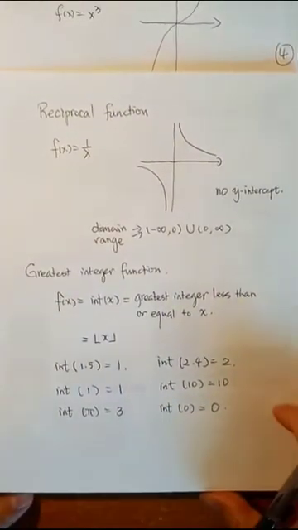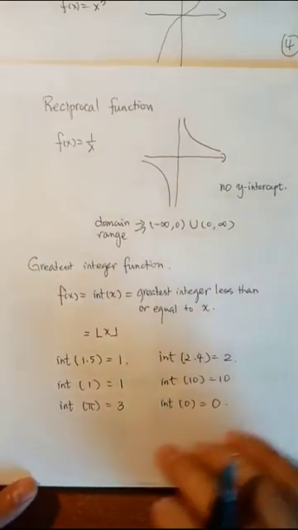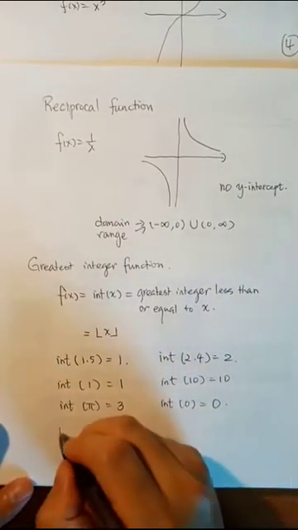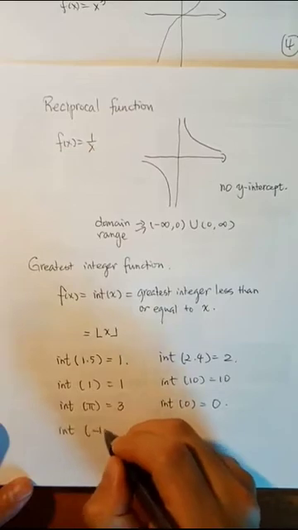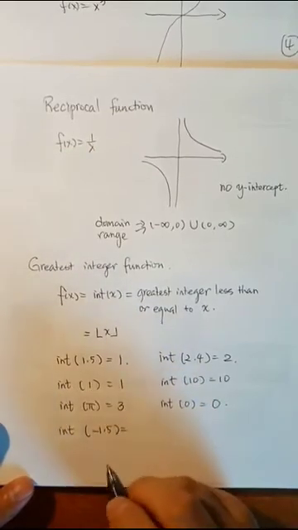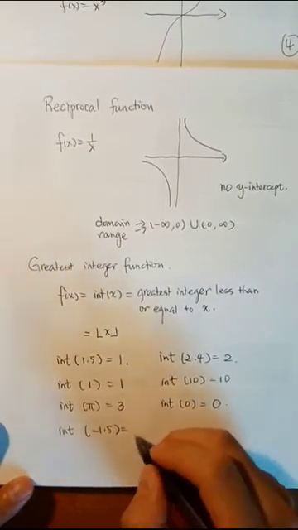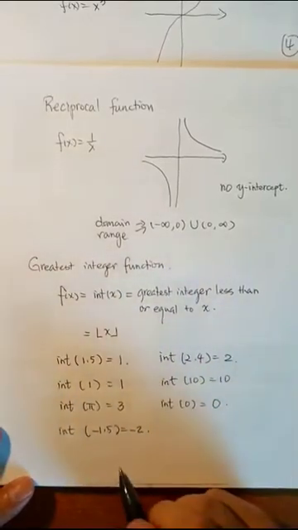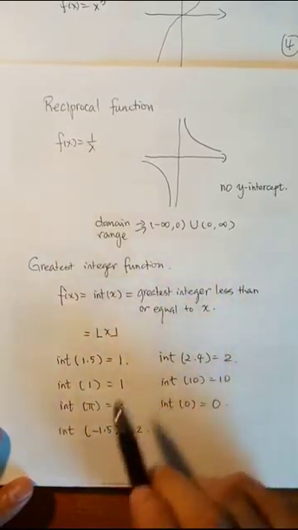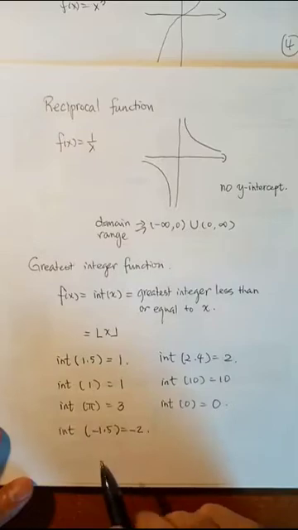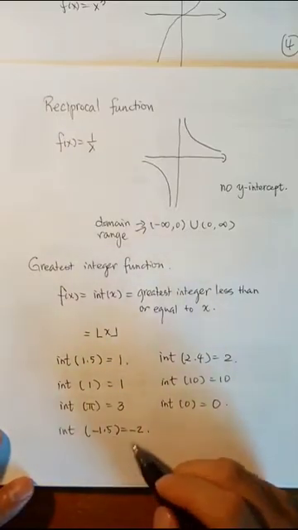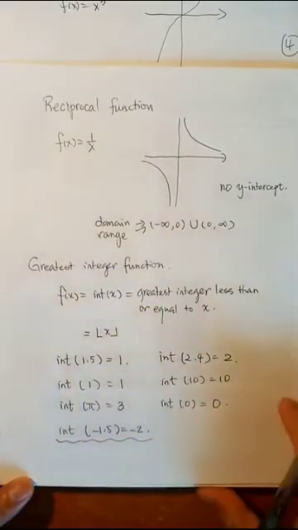The interesting and tricky part of the greatest integer is this one. If you have negative 1.5, the greatest integer is not negative 1, it's negative 2. Because negative 1 is not less than negative 1.5. Negative 1 is greater than negative 1.5. So be careful about the negative part.